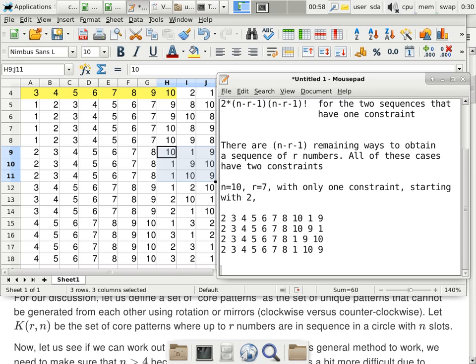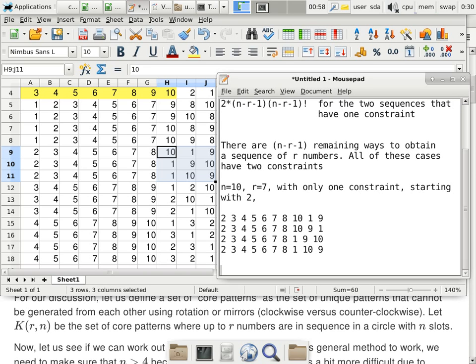But we want to meet 2 constraints and not just 1. Does that make any sense? So what we want to do is to say, out of these numbers, out of these elements, or out of these sequences, how many of these would not meet the second constraint? That is the question.